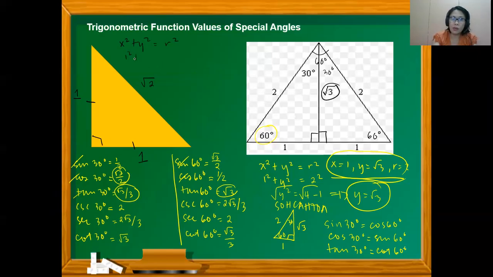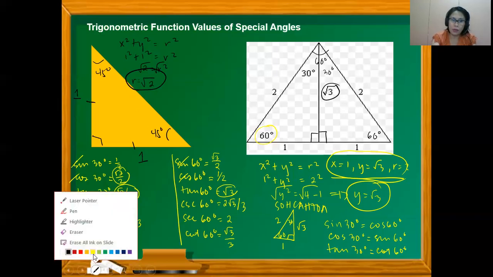And this is 1 squared plus 1 squared equals r squared. So this is 2 equals r squared. So extracting the square root, this leads us to r equals square root of 2. Now, take note that this is 45 degrees and this is also a 45-degree angle. Either of the two angles can be considered as your reference in evaluating the trigonometric function values.